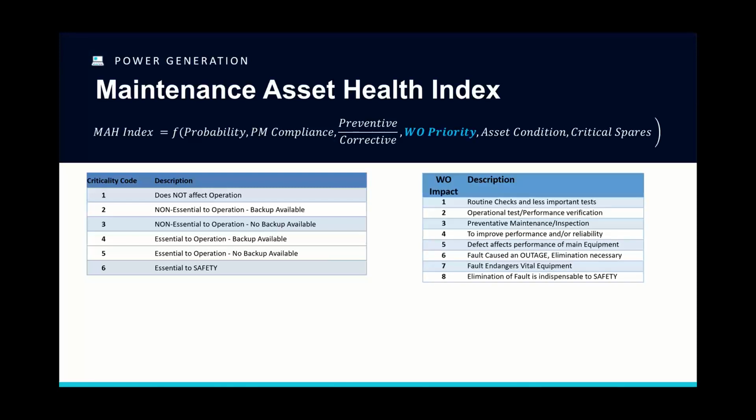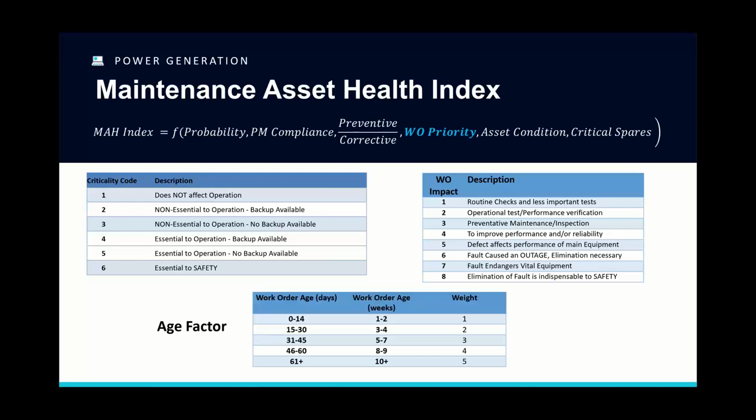Then we also looked at and rated the work order itself, right? Because the fact that you might be working on an essential-to-safety critical item or piece of equipment doesn't necessarily mean that the work you're going to do is just as critical, right? So again, through this very simple scale, we rated the impact this work order has on the entire scheme.